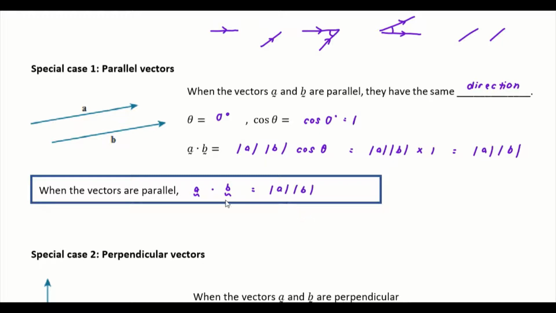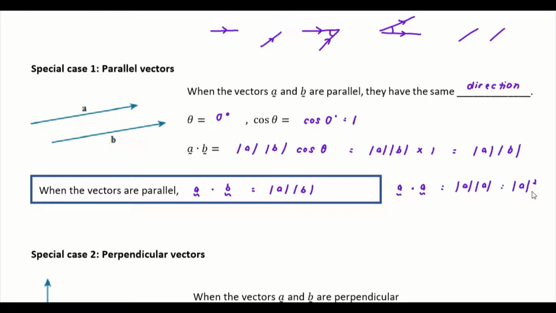So if you have the case of the vector multiplied by the vector itself, so if I have A multiplied by A, then what do I get? Then I will get modulus A multiplied by modulus A. Because of course if the vector is the same, which means that they are parallel. So the modulus A multiplied by modulus A, which means I'll get modulus A squared.